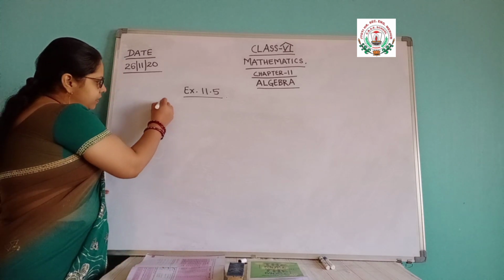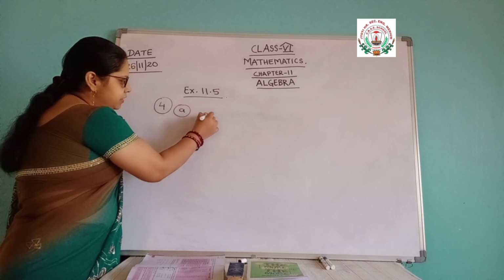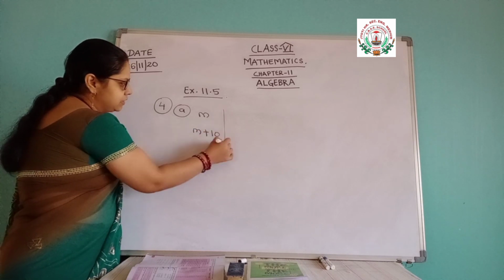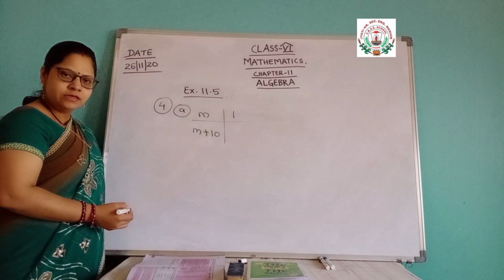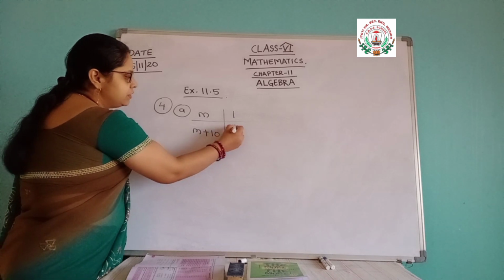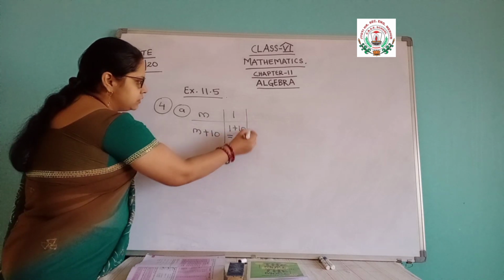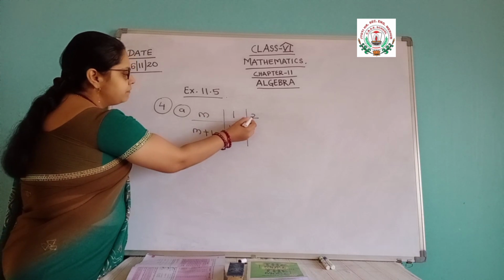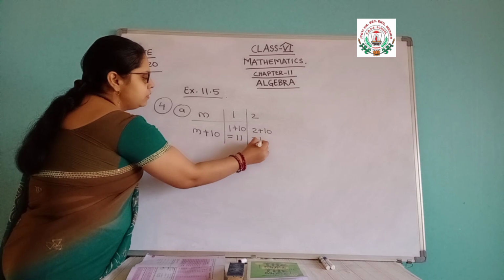Like the fourth question, A part, I am telling here. Here the values of M are given, and here you have to find the value of M plus 10. If the value of M is 1, instead of M you have to write down 1, and plus 10 is already given. So here the answer will be 11. Next, for the value 2, in the place of M you will write down 2. So 2 plus 10, you will get the value 12.